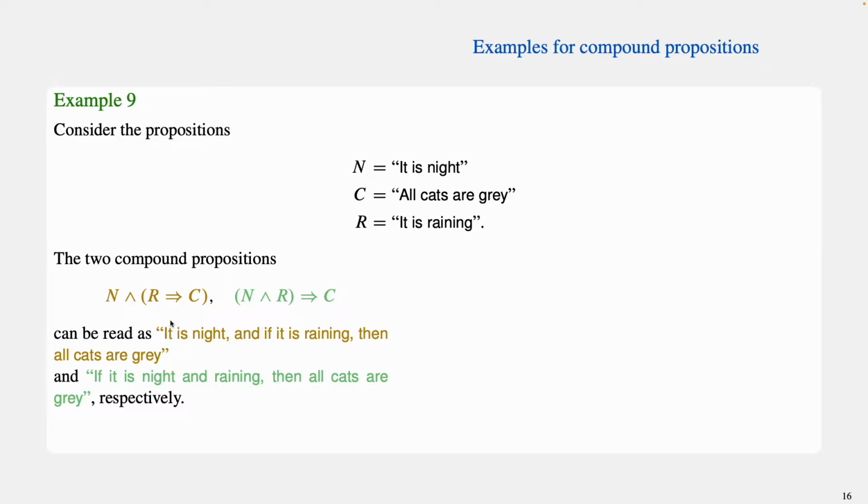So here we have it is night and if it is raining, then all cats are gray. And compare this to the next one. If it is night and raining, then all cats are gray. So if you think about it intuitively, that should be two different meanings. And if it's not clear from the outset, we can use truth tables to confirm that these are really two distinct propositions.